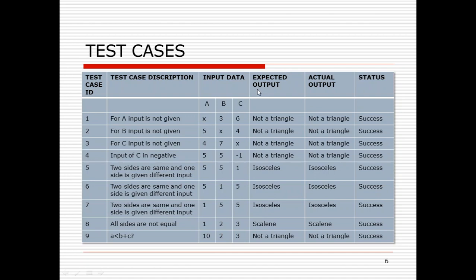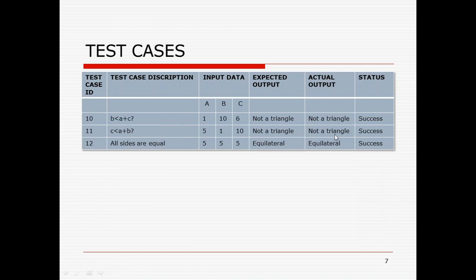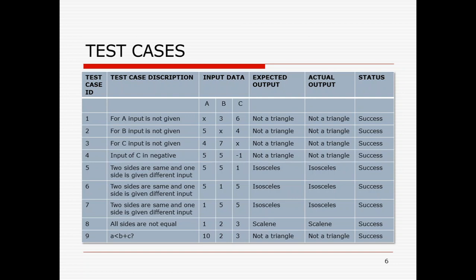If these two match, expected output equal to the actual output, then the status is success. Otherwise, the status is false. Suppose for input A, only two inputs are given and A is not given, then the expected output is that it's not a triangle. If you are getting the actual output as not a triangle, that means the status of the test case execution is success, because the expected output and the actual output have matched.